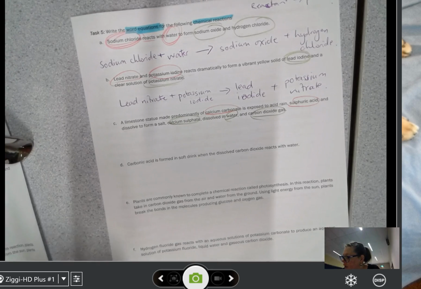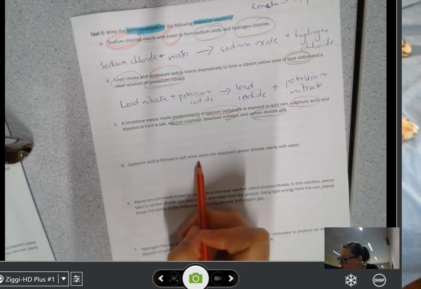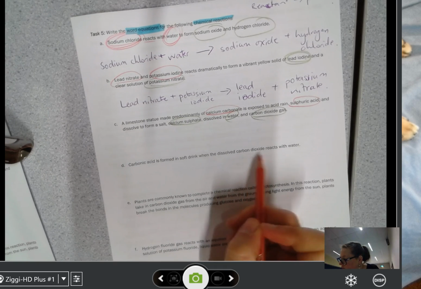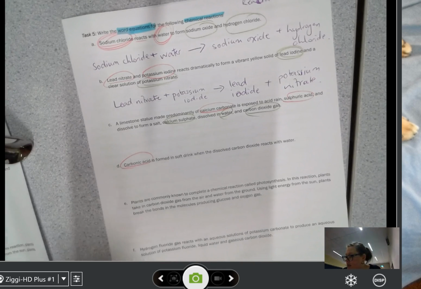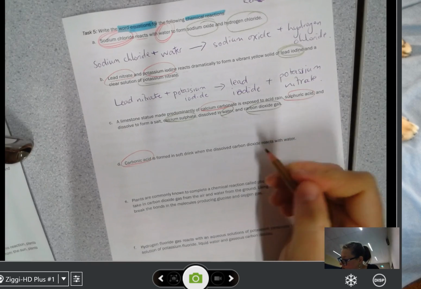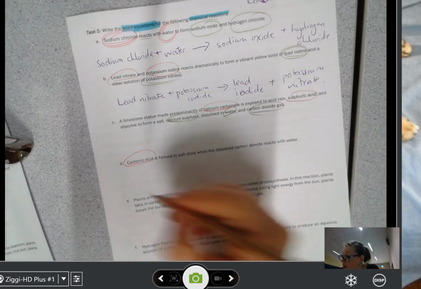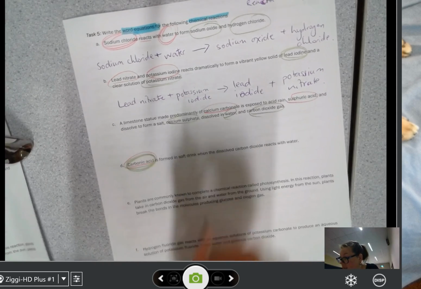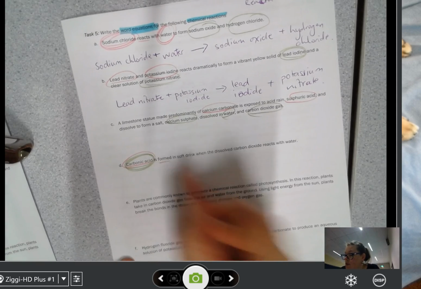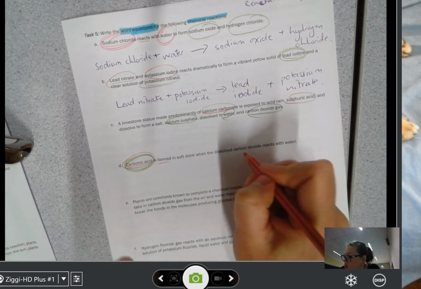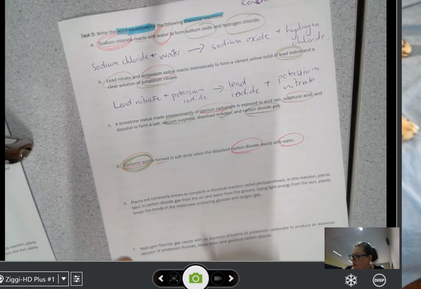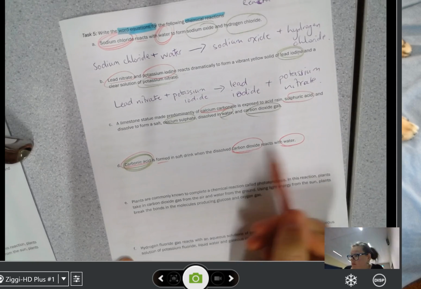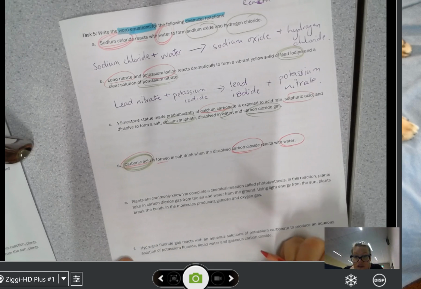For the next one, carbonic acid is formed in soft drink when dissolved carbon dioxide reacts with water. So that is our reactant and our only reactant. Oh, sorry, hang on. That is our product, I should say. Formed tells us that's what's being formed. We've got our reactants of carbon dioxide and water. Again, this is what happens in soft drink. This is why your teeth rot.